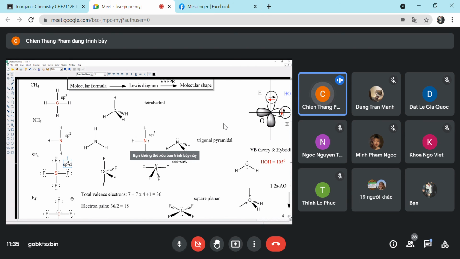Okay, so why do we choose sp3d? Okay, 5 electron pairs, and why do you choose sp3d?